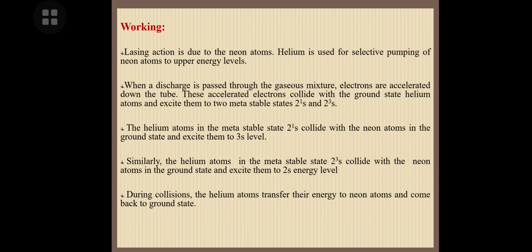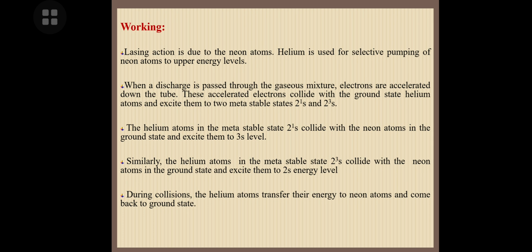Next, coming to the working. Lasing action is due to the neon atoms. We know that in this laser the active center is neon atoms, so lasing action takes place in the neon atoms. Helium is used for selective pumping of neon atoms to upper energy levels. Why do we take helium atoms? The helium atoms are used to excite the neon atoms through atomic collisions.